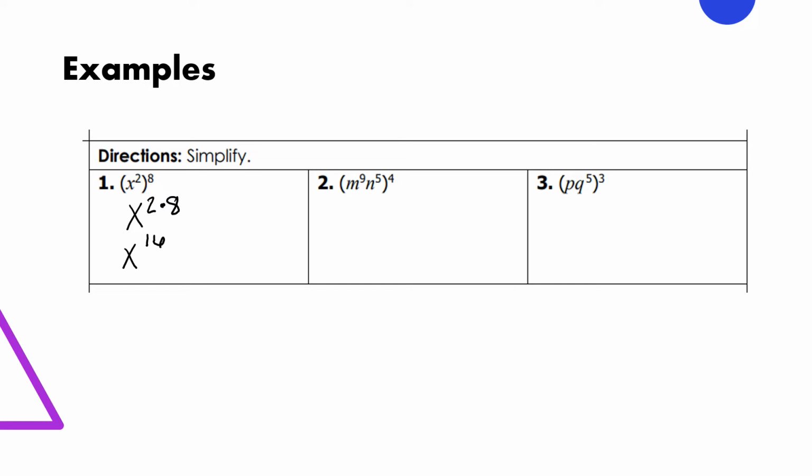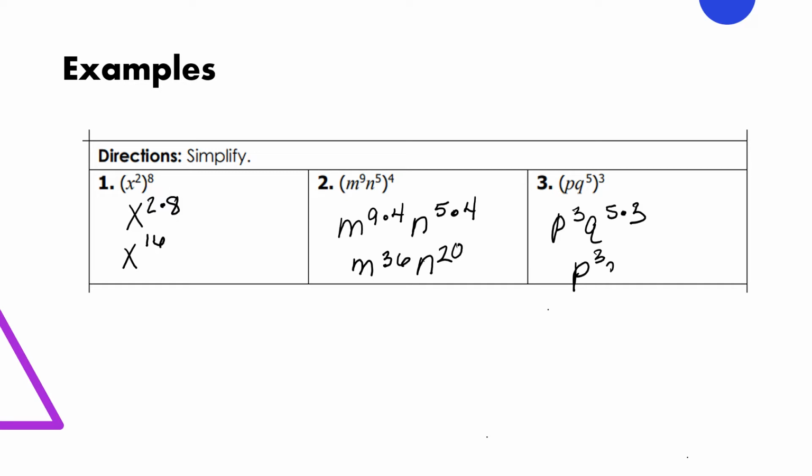M to the 9th, n to the 5th, all to the 4th power becomes m to the 9 times 4 power, n to the 5 times 4 power. So I have m to the 36th, n to the 20th. Number 3, p q to the 5th, all to the 3rd power becomes p cubed, q to the 5 times 3 power, or p cubed, q to the 15th.